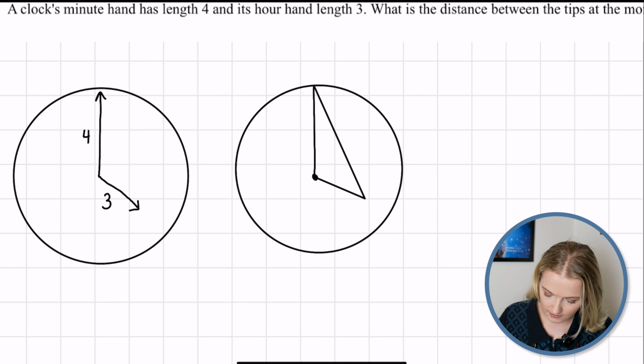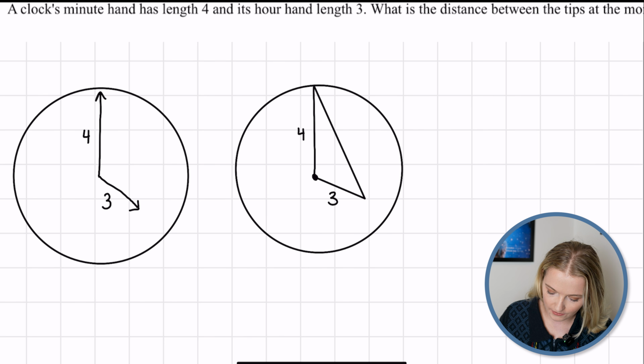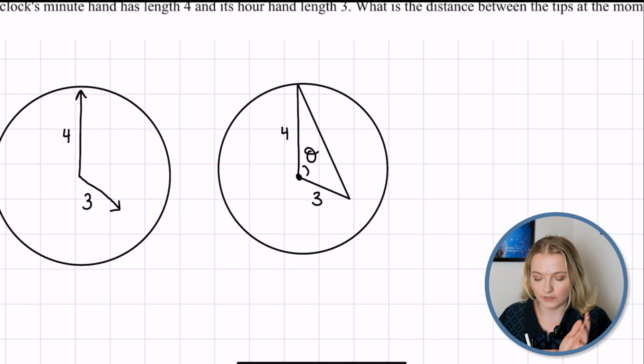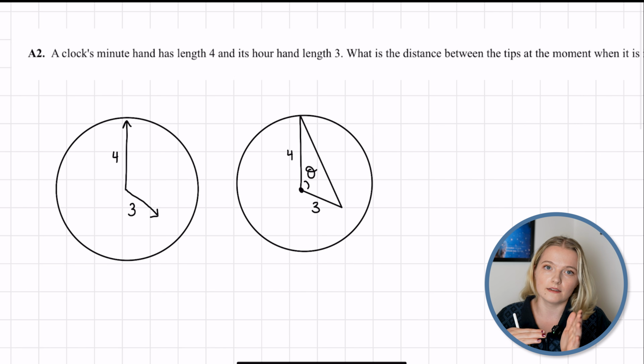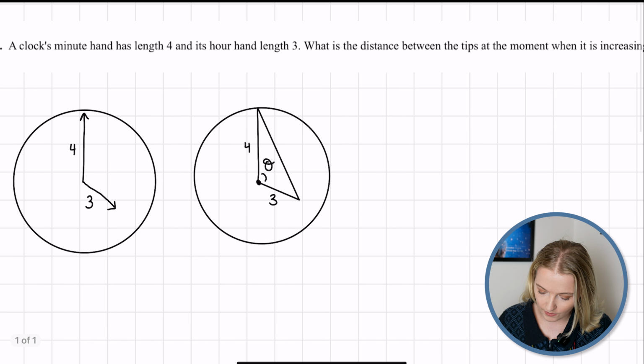Like we said, this is length 4, this was length 3, and for the purpose of the video we'll call this angle here theta, because this angle theta is the angle between the minute hand and the hour hand, and so we can see at what point that's changing, and hopefully come to a solution for this problem.